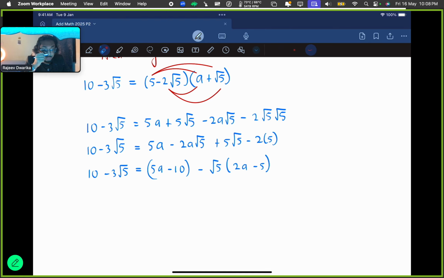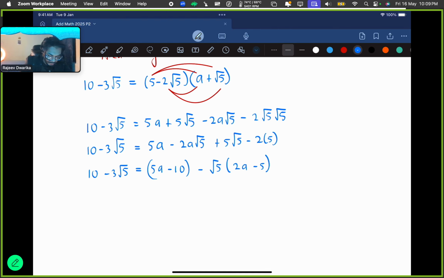Again, what I'm doing is I want the left hand side to be in the form of the right hand side. So I say 5a minus 10, and then I'm factoring out a negative root 5 from both of these. If I factor out negative root 5, over here you're going to have 2a, because 2a by minus root 5 is minus 2a root 5, yes or no? Yes. And minus root 5 by minus 5 is plus 5 root 5.